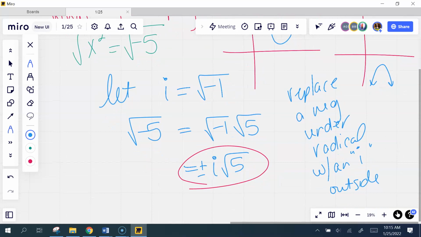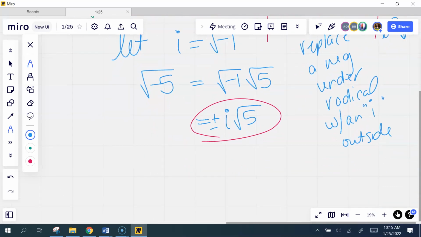Okay, what if it is a perfect square? What if I asked you to find the square root of -49? You're still going to use the i, pull this out. So this is still i times the square root of 49, and I know that the square root of 49 is 7. And so what I do is I do the plus or minus.